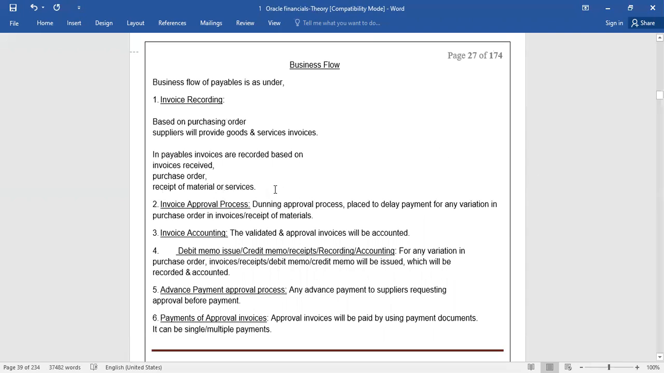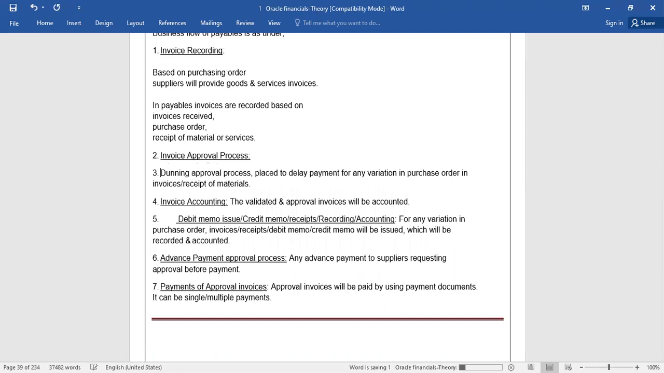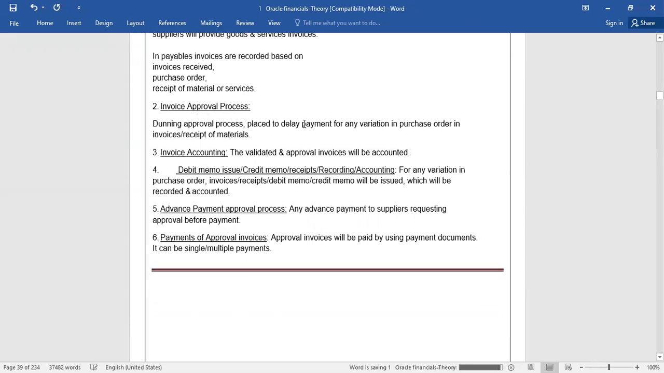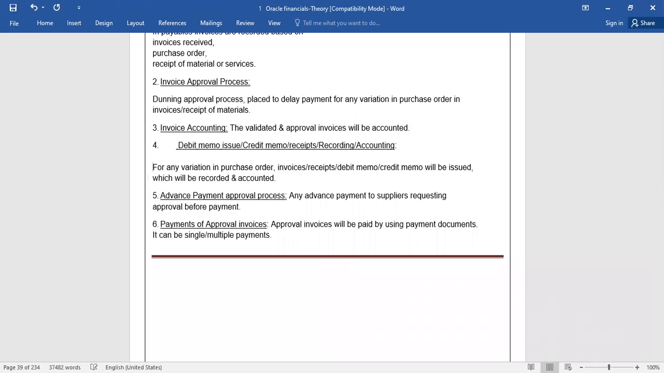Next is invoice approval, running the approval process. Place a hold to delay payment for any variance. If they put it on hold and something has to be fixed, the supplier has to be finalized, and then there is the approval. Place a hold to delay payment for any variation in purchase order, invoice or receipt of material. What is invoice accounting? It is validation and approval. A debit memo or credit memo is issued, or receipts recorded, accounting for variation in purchase order, invoices or receipt.